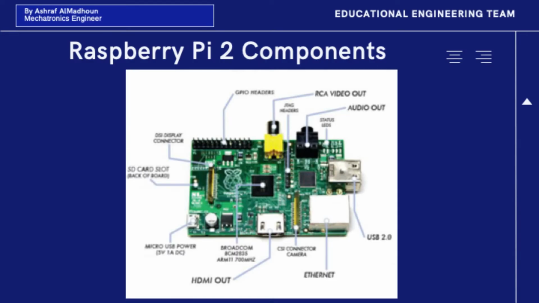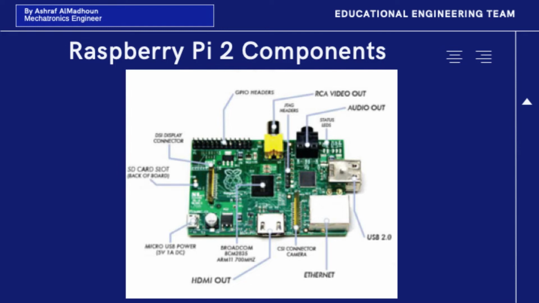So we have here the Raspberry Pi 2 components. We have the DSI display connector on the left side. We have the SD card slot within the back of the board. We have the micro USB power. We have the Broadcom BCM2835 with the ARM11 700 megahertz.